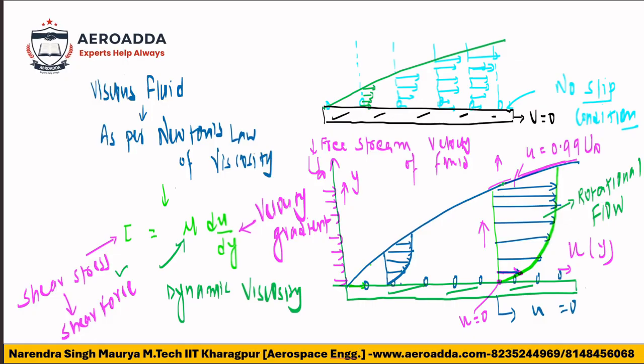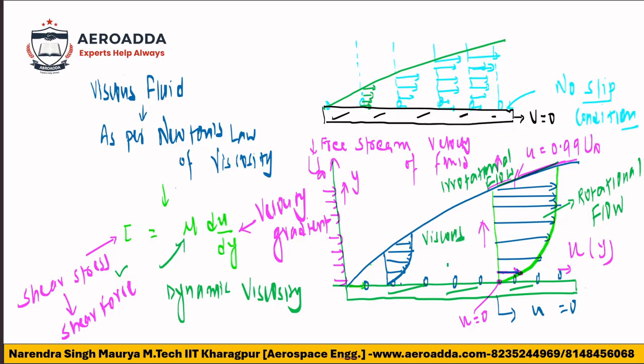But once it reaches 99% of the free stream velocity, the viscous effect is negligible, almost zero. So outside this boundary layer it becomes ideal, an irrotational flow. Please make a note of it. Outside the boundary layer, it is irrotational. Inside the boundary layer, it is rotational. Inside the boundary layer, it is called a viscous flow.